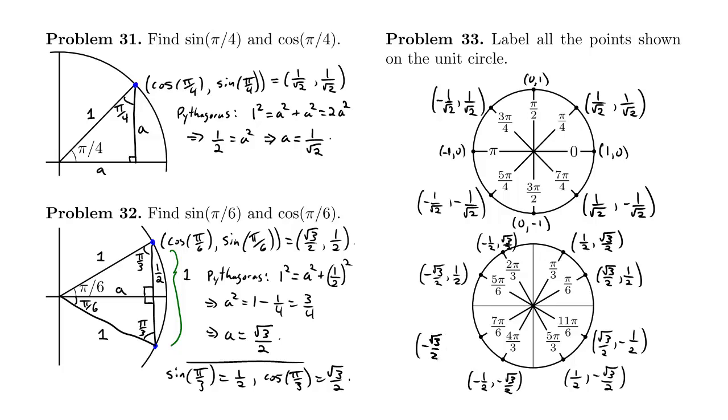When you look at these two diagrams, you can find the values of cos by using the x-coordinates, and the values of sine by using the y-coordinates. For instance, sine of 7 pi by 6 is minus 1/2, and cos of 11 pi by 6 is the square root of 3 over 2.